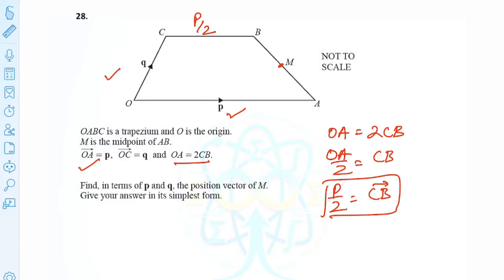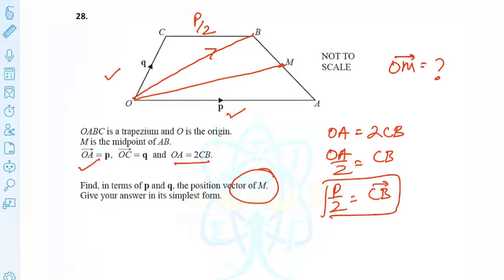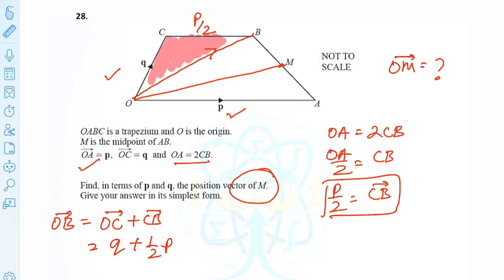Now the question is to find the position vector of M, and a position vector is always calculated from the origin. So basically the question is asking about the OM vector. Before that I will try to find the OB vector. I am talking about this triangle now. How to find the OB vector? OB vector equals OC vector plus CB vector, right? OC vector is Q, plus CB vector which is half of P. This is the OB vector we have.